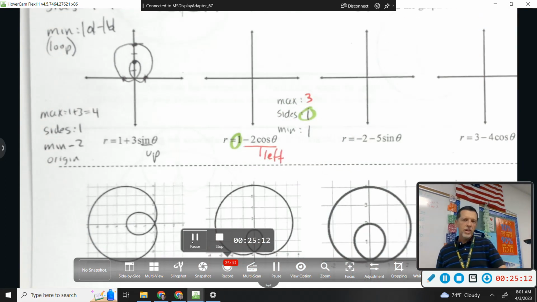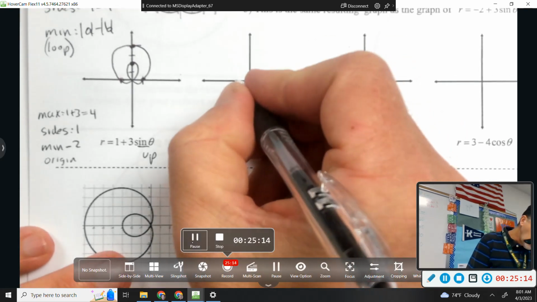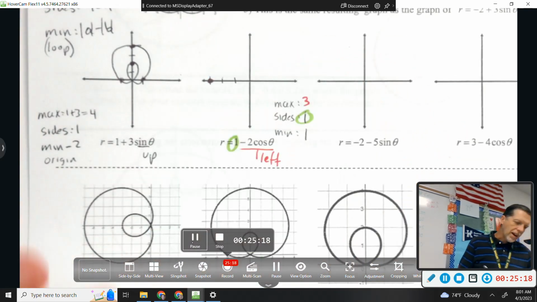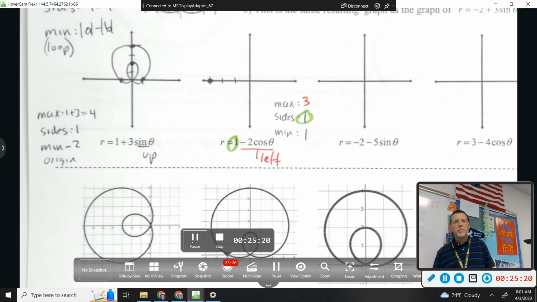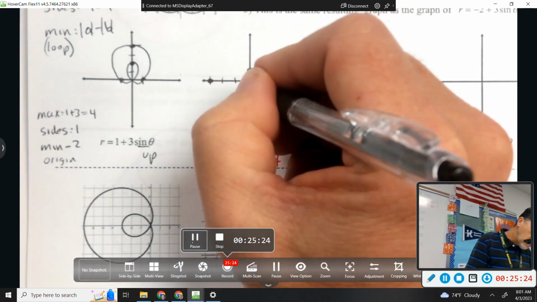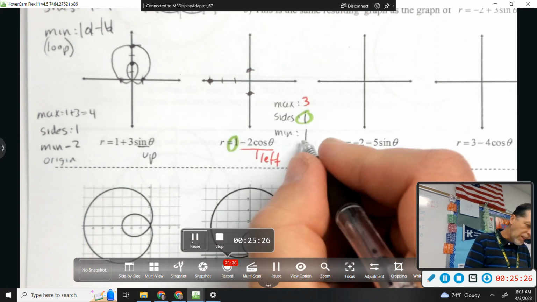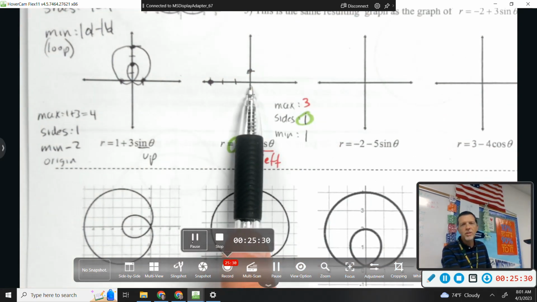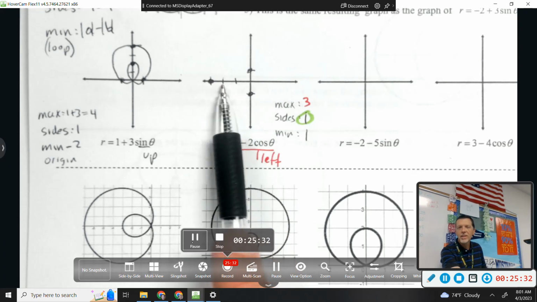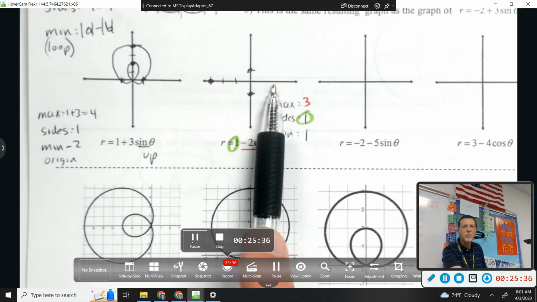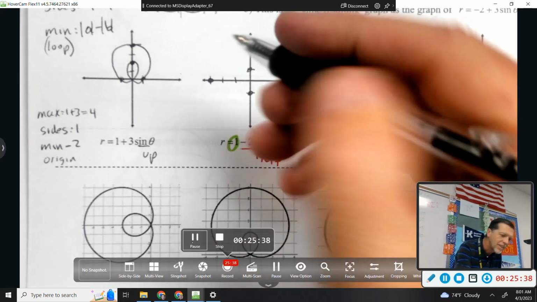Okay, so we're heading to the left, so I need to go out 3. There's my max. My sides are 1. So 1 on each side. And the minimum is 1. From the pole, am I going left or right to get to the minimum? In order to make a loop here, I'm going to go left.